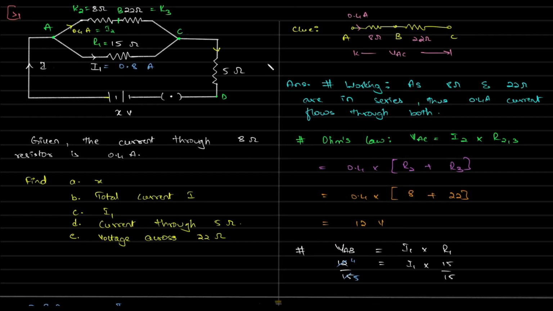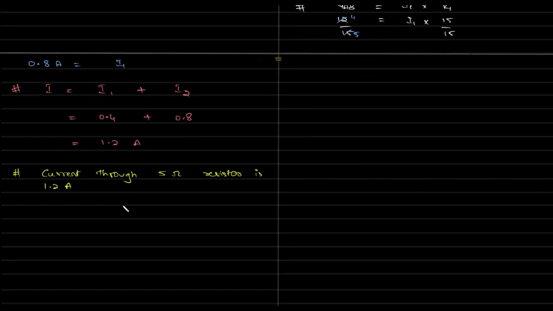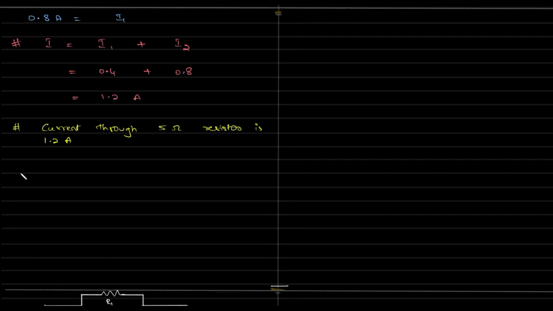Voltage across 22. I could have found it here only. Anyways, so we know the current through 22. We know the resistance of obviously 22 ohm, and we can find the voltage. So voltage across 22 ohm is current through 22 ohm into resistance of 22 ohm. That is R3 if I remember right. So this is 0.4 into 22. So 8.8 volts.